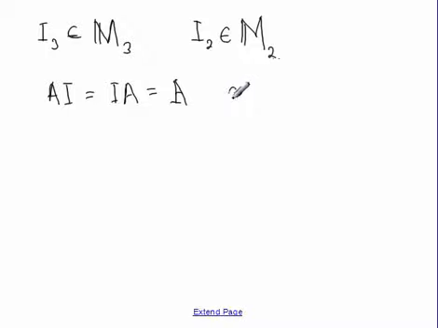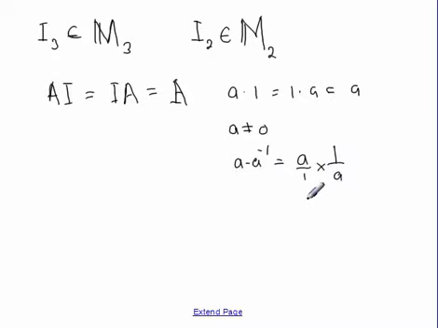Now, we know again in numbers A times 1 is equal to 1 times A and equal to A. But we know also with numbers that if we've got A not equal to 0, we can produce this one by saying A multiplied by A to the power minus 1, which is the same thing as A over 1 multiplied by 1 over A altogether. And that will give us 1. Check what I've done here. I've written the A to the power minus 1.